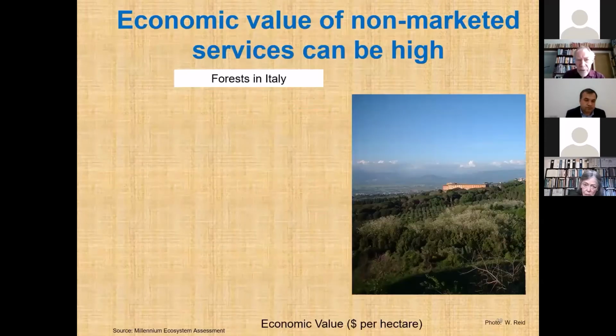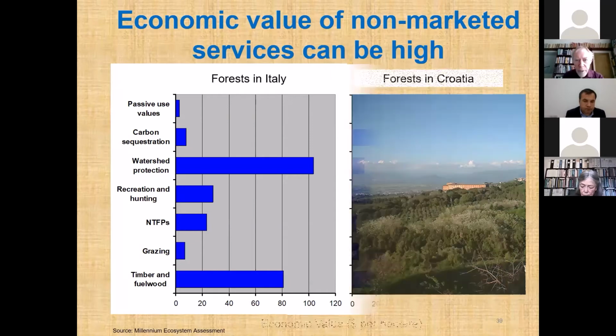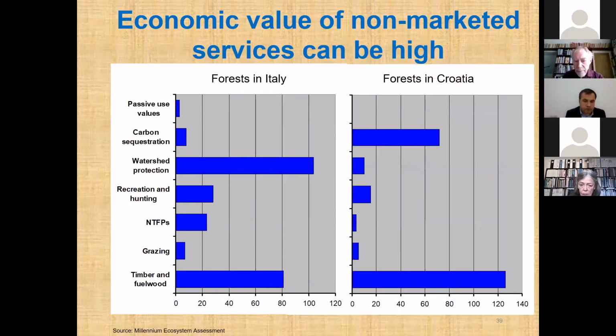The values of ecosystem services are, of course, very large. This is just one example. It's a value in US dollars per hectare. It's a forest in Italy. You see some of them have large value. For example, watershed protection is estimated to be about $100 per hectare. So it's a huge value. There's another one in Croatia. You have timber and fuel production. Now the estimation is that it's $120 per hectare.